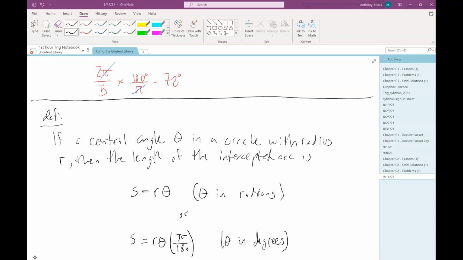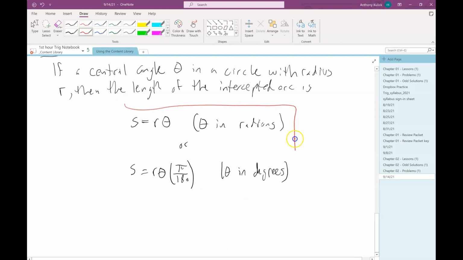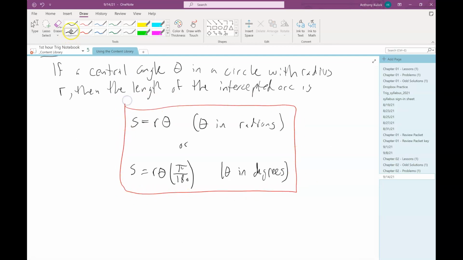Or if theta is in degrees, we'll just add on that conversion factor to convert degrees to radians. So s would equal r times theta times pi over 180. So even if theta is in degrees, we'll just tack on our conversion factor to bump it back to radians, and the formula just holds as before. So let's do a couple of examples now and see how that goes.